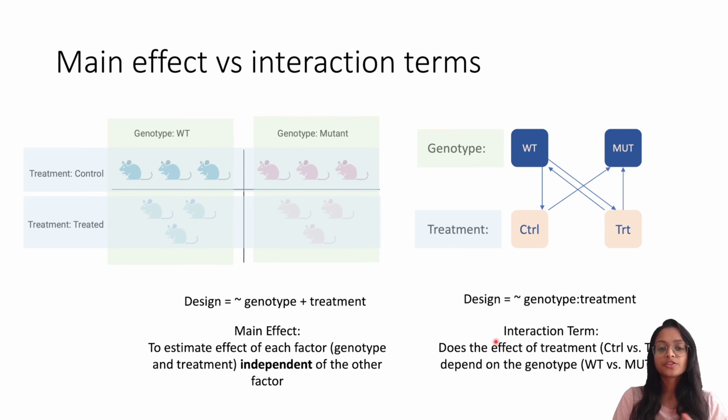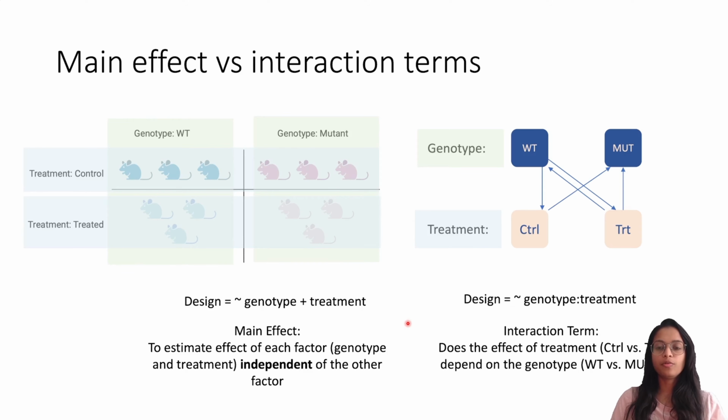However, interaction terms capture the effect of one factor on gene expression depending on the level of another factor. So in this case, we are trying to understand whether the treatment effect is dependent on the genotype. Interaction terms are usually written as the name of one factor, colon, the other factor. This is how we indicate that we are interested in studying the interaction between these factors.